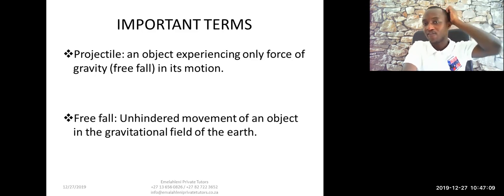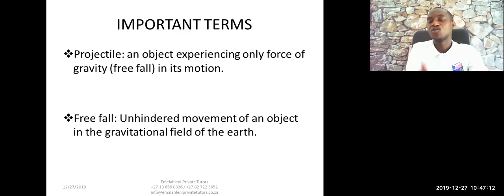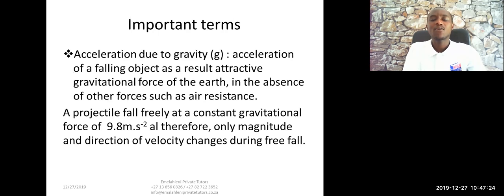When we talk of free fall of an object, for example, if you drop a pen and a car, we expect that they will reach the ground at the same time, if there is no air resistance. Now let's see, what is acceleration due to gravity? It is the acceleration of a falling object as a result of the attraction of the gravitational force of the Earth, in the absence of forces such as air resistance. All objects experience the same force of gravity.